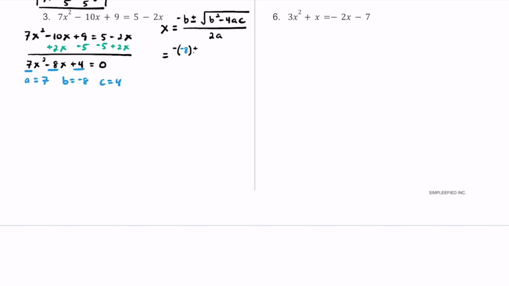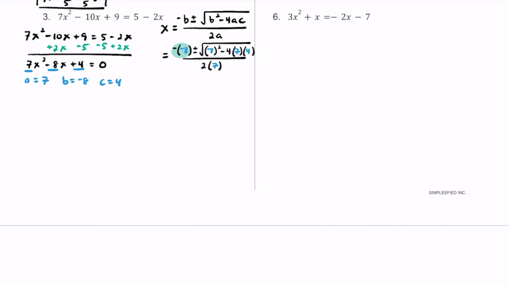and then that's going to be plus or minus the square root of, let's see, b squared. B is -8, so we're going to have this -8, and then we're going to square it. And it's going to be minus 4 times a, which is 7. So we have 4 times 7. And then let's multiply that by c, and c is going to be equal to 4. Okay, so we have this all multiplied together, and this is going to be all over 2 times a, or 2 times 7, because we know a is equal to 7.